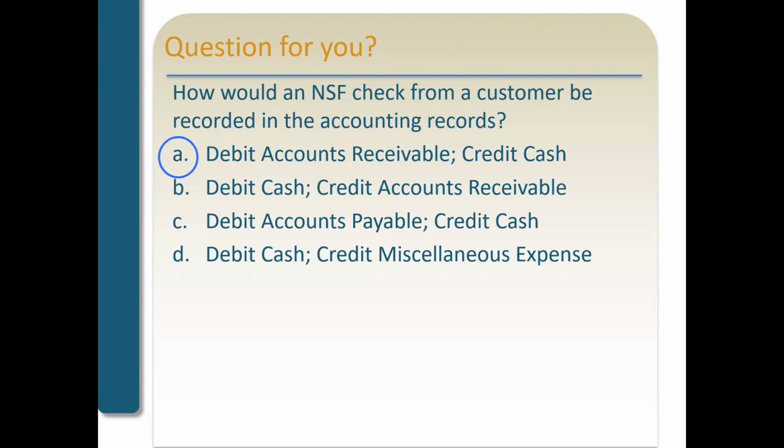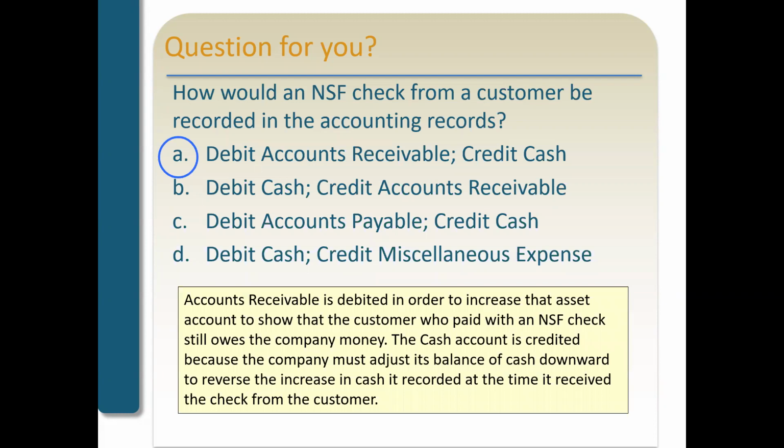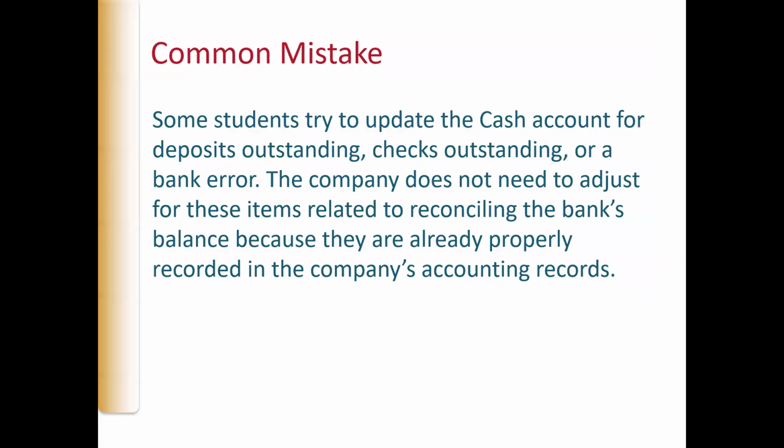It would be a debit to accounts receivable and a credit to cash. Some students try to update the cash account for deposits outstanding, checks outstanding, or a bank error. The company does not need to adjust for these items related to reconciling a bank's balance because they're already properly recorded in the company's accounting records.